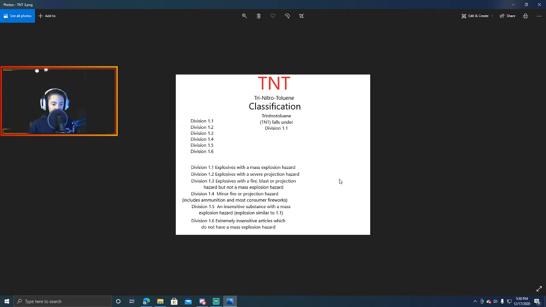And then Division 1.5, an insensitive substance with a mass explosion hazard. Okay, so its explosion is similar to 1.1. So essentially, it's just a bigger boom. So 1.5 would be, in this case, like C4, because it has a bigger explosion than like TNT, but it still doesn't have projectiles or fire. And then 1.6 is extremely insensitive articles which do not have a mass explosion hazard. So essentially this is just like controlled explosions. So it's not that big, but it's not small because it doesn't have an explosion hazard. Okay, so let's move on.